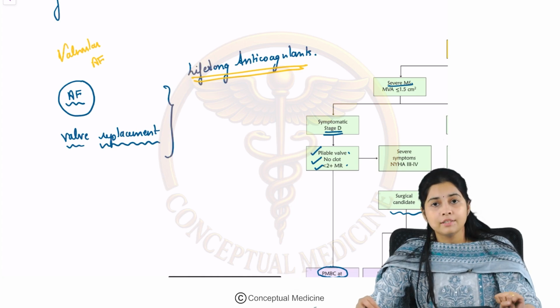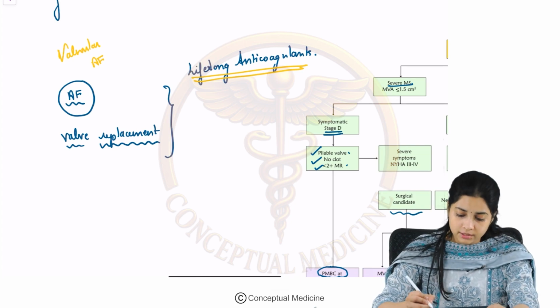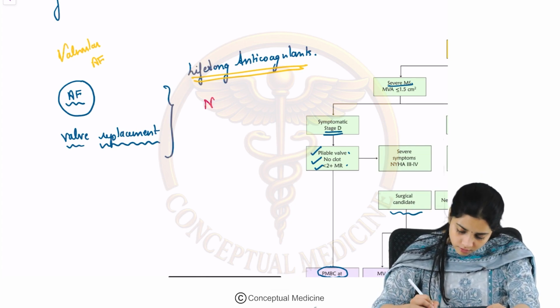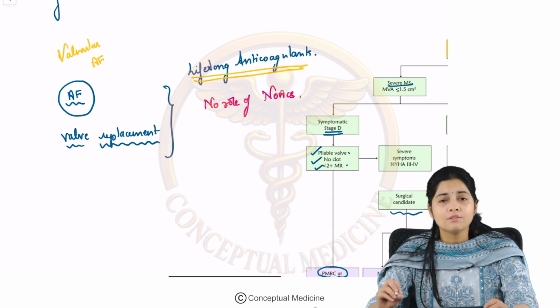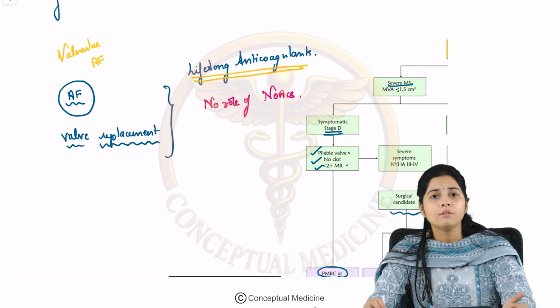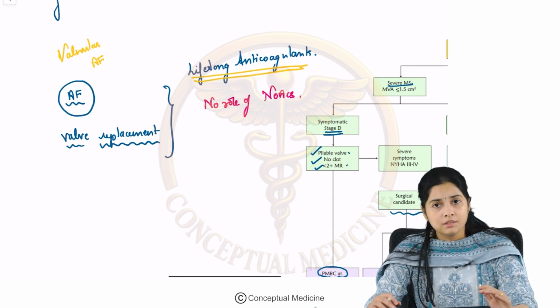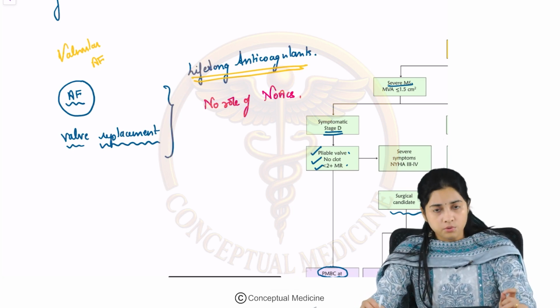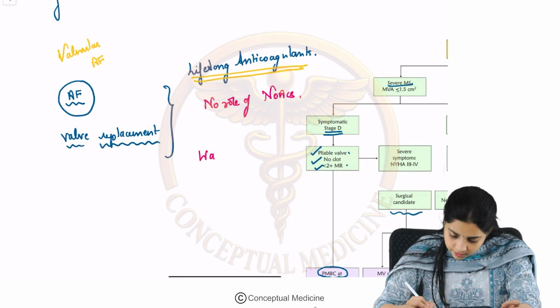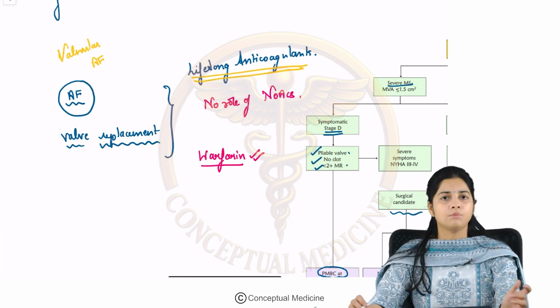And which type of anticoagulant will you use in valvular AF? In valvular AF, there is no role of NOACs. Why is there no role of NOACs? NOACs are novel oral anticoagulants like your dabigatran, apixaban, rivaroxaban. These are not used. There is no role. So the only anticoagulant that we can use is your warfarin.